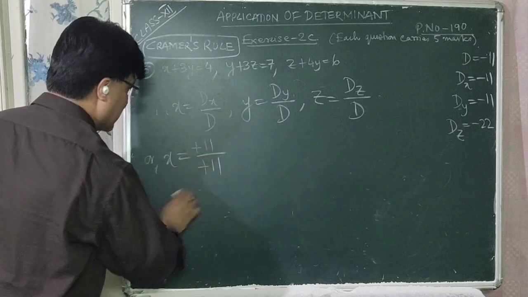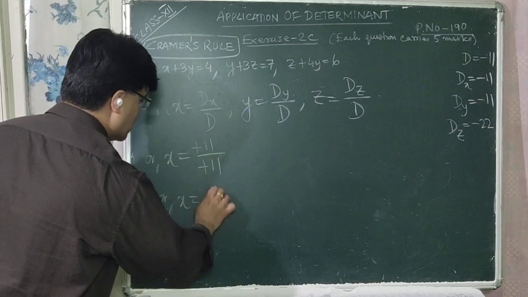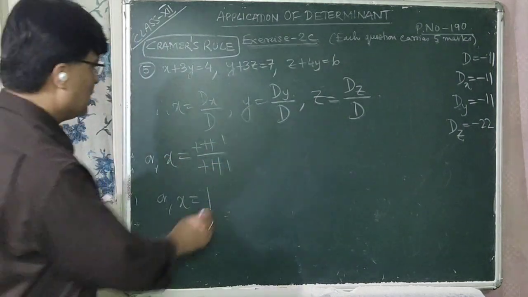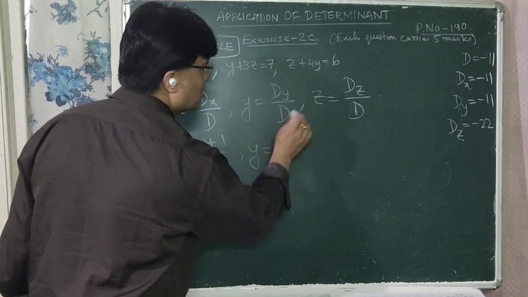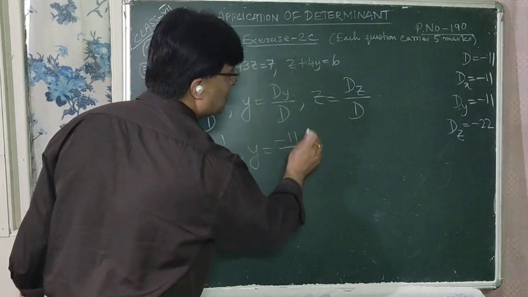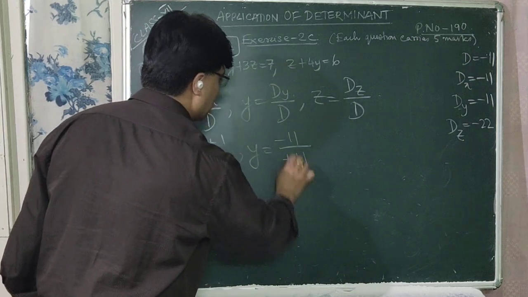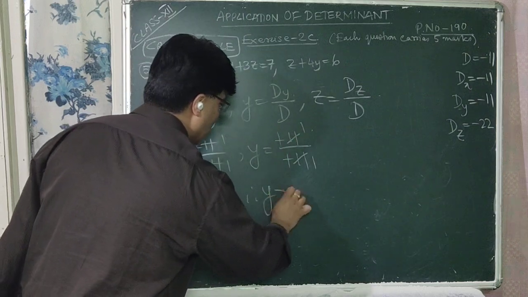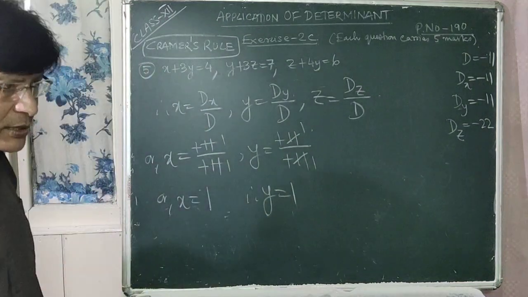So your minus minus gets cancelled. So x is equal to 11 ones are 11. That means you can cancel them. 1 by 1 is 1. Again, what is the value for y? Y is equal to, what is dy? Minus 11 divided by minus 11. Here also minus minus gets cancelled. 11 ones are 11. That is y is equal to 1 by 1 is always 1.